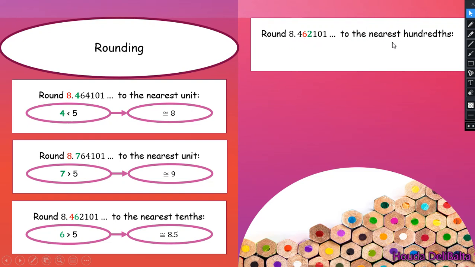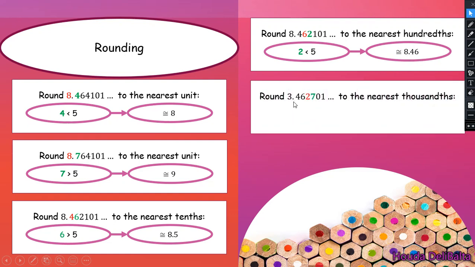So again, if I have this example 8.462101, etc., and I'm going to round it to the nearest hundredths, the hundredth digit here is 6. So I just look at the number after it. It is 2. What about 2? 2 is less than 5. Then is 6 going to be increased or stay as it is? No, it stays as it is. And the answer rounded is 8.46.